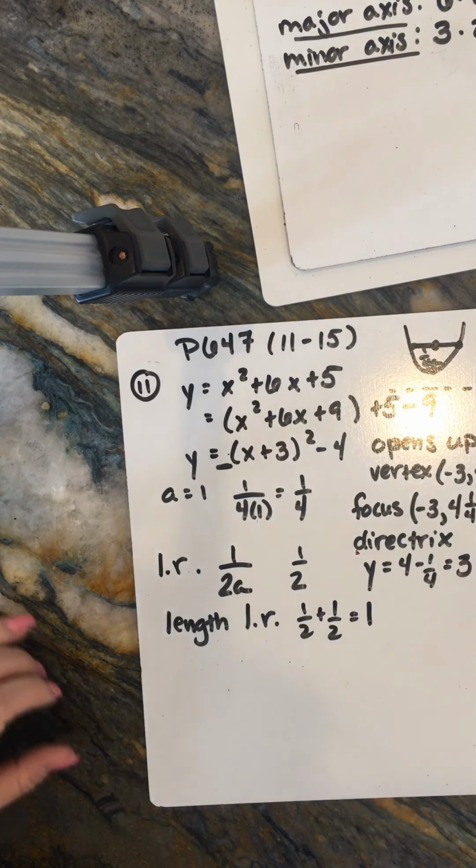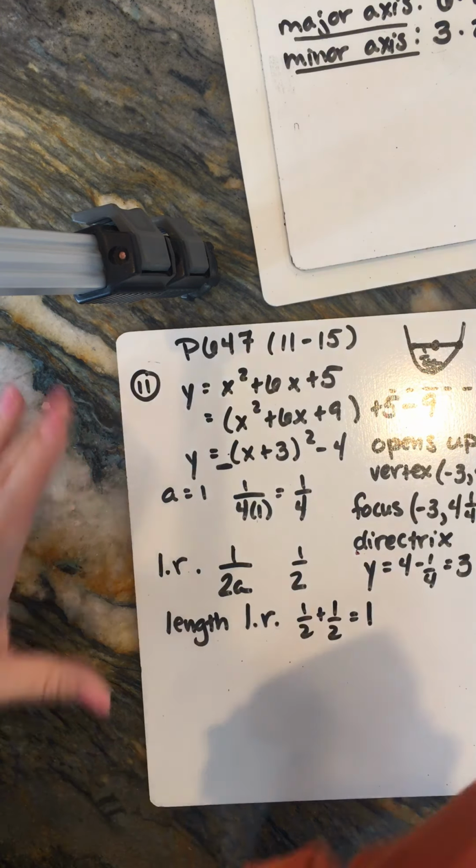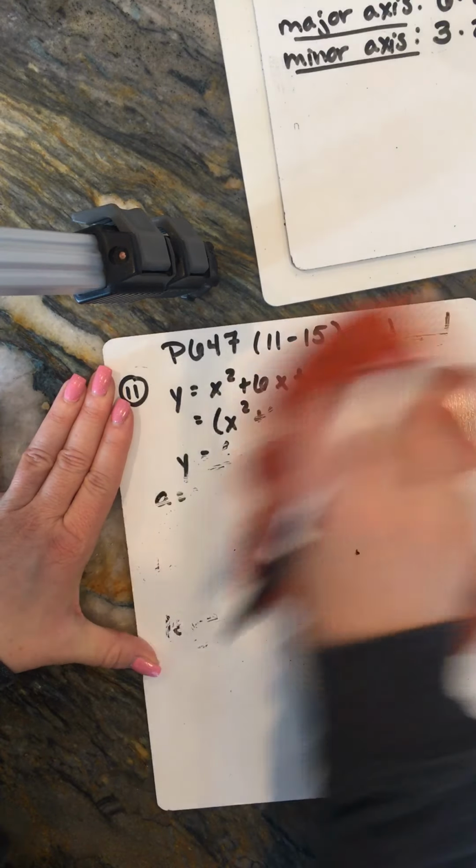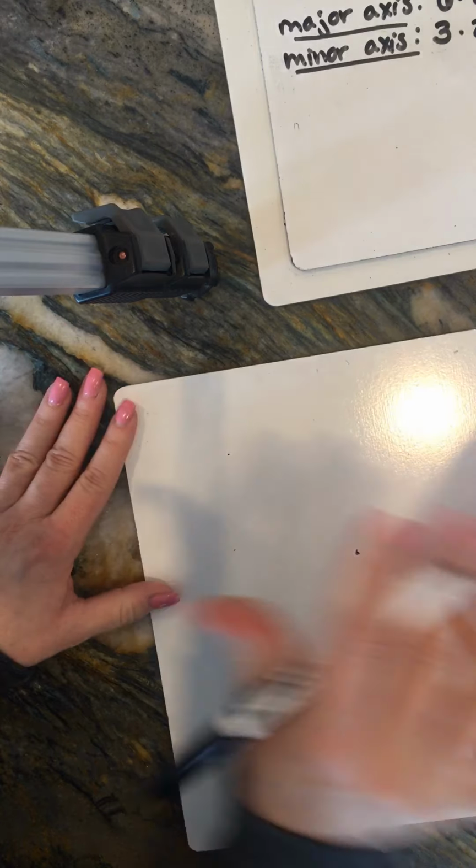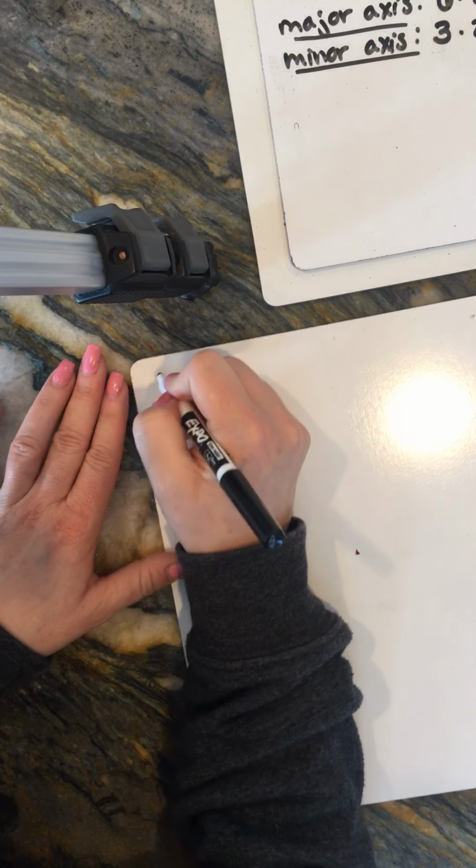All right, so then the next one, number 12, I think we have the other orientation of the parabola. So let's do that one real quick if you'd like. If not, just turn me off.